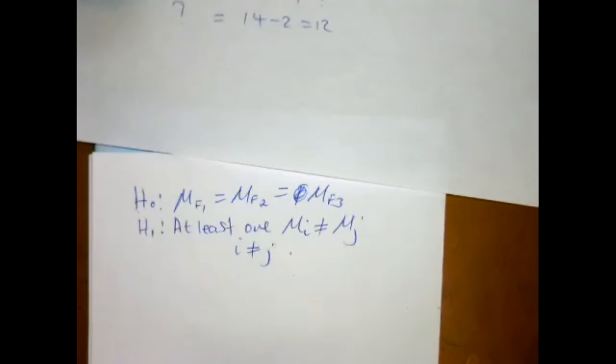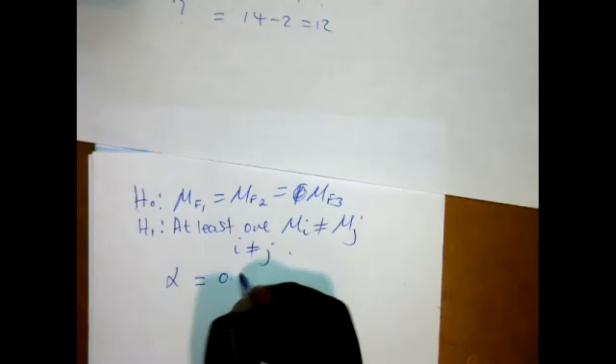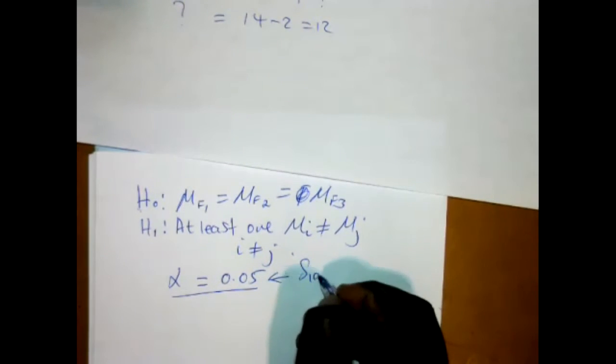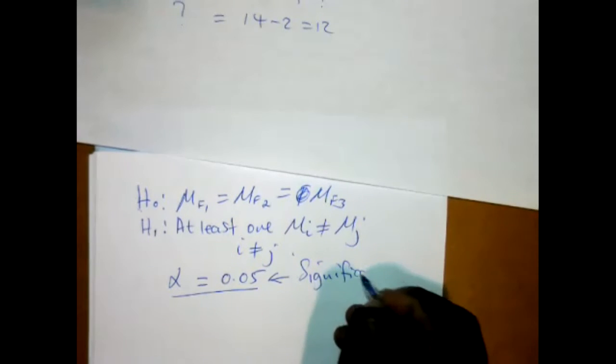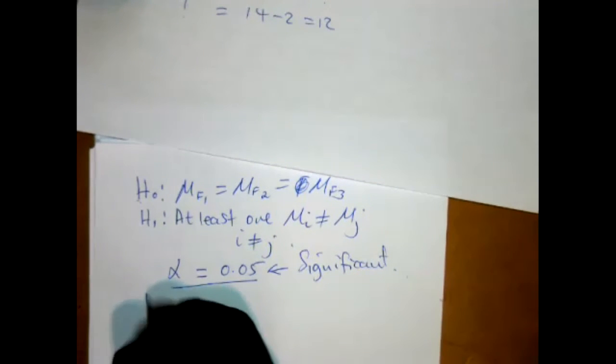So we are told that we need to test at 5%. Remember the question, we were told to test at 5%. So our alpha is equal to 0.05. I want you to read what a significance level is. This is the significance level. I'm not going to discuss that in this video, but I want you to understand that this alpha is given when we say test at 1%, test at 5%, test at 10%. Now, so that is the one. What is the decision rule?